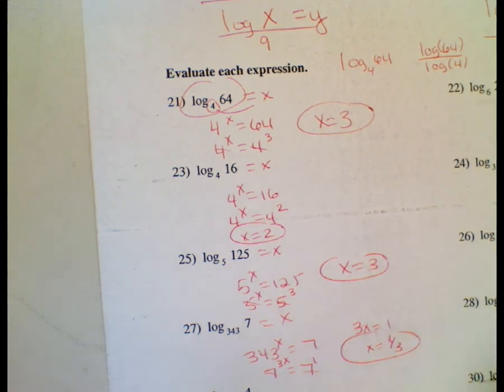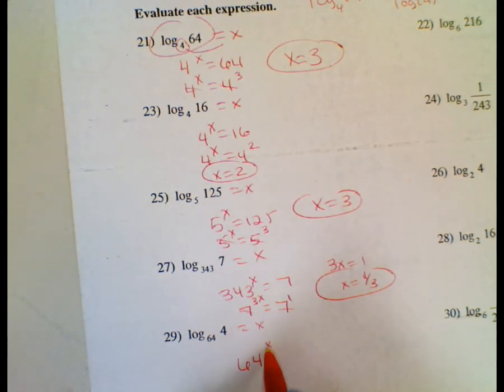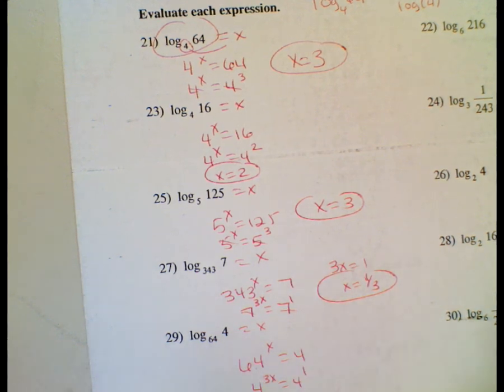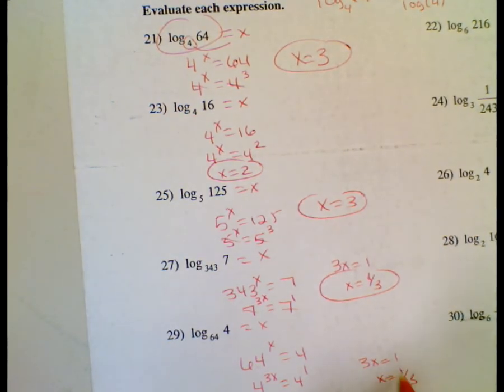Check me on the calculator at any time. This one, 64 raised to the x equals 4. So 64 is 4 to the third, so 4 to the 3x equals 4 to the first. So you set 3x equal to 1, and x is 1/3.